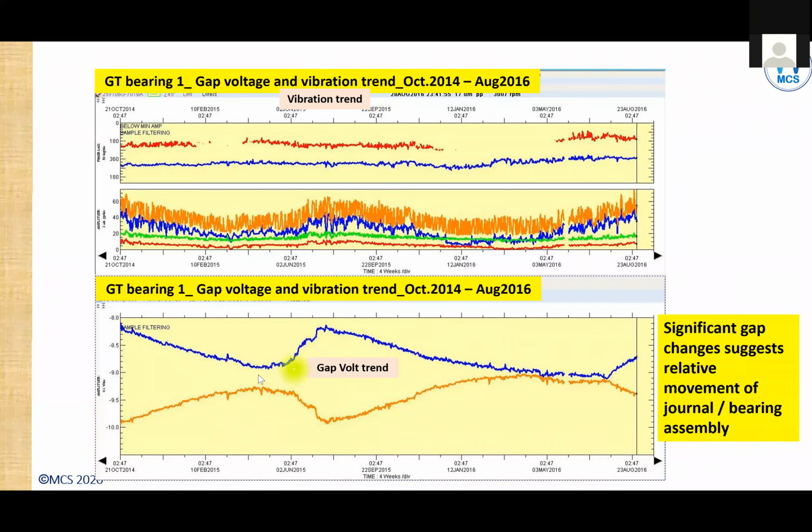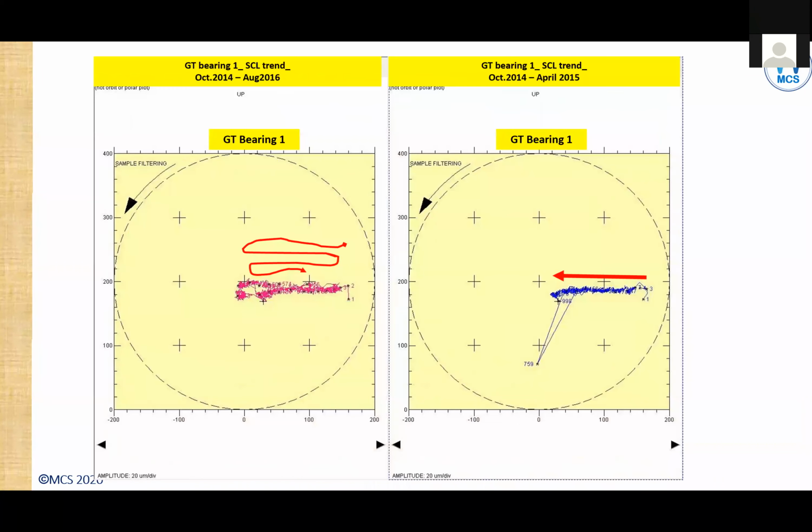As I told you, this is over a period of 24 months. And during this time, you can see the vibrations are also following like this. It is coming down and increasing, and then coming down and then increasing. So this significant gap change suggests that relative movement of the journal and bearing assembly is happening here. Now, this is the gap voltage trend. Let us see what the shaft center line is trying to predict.